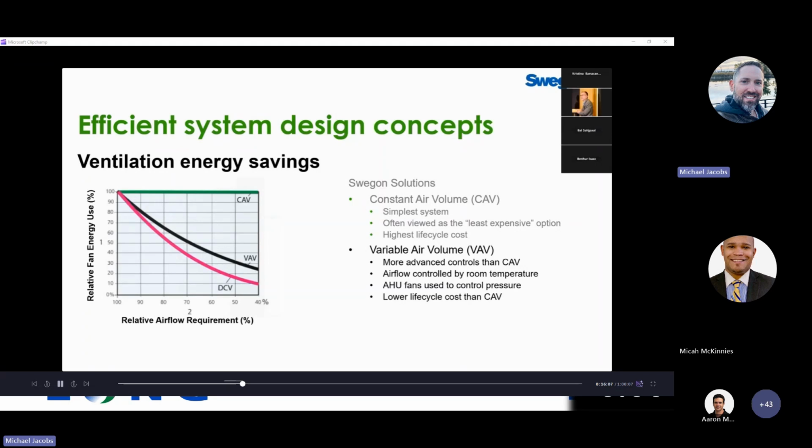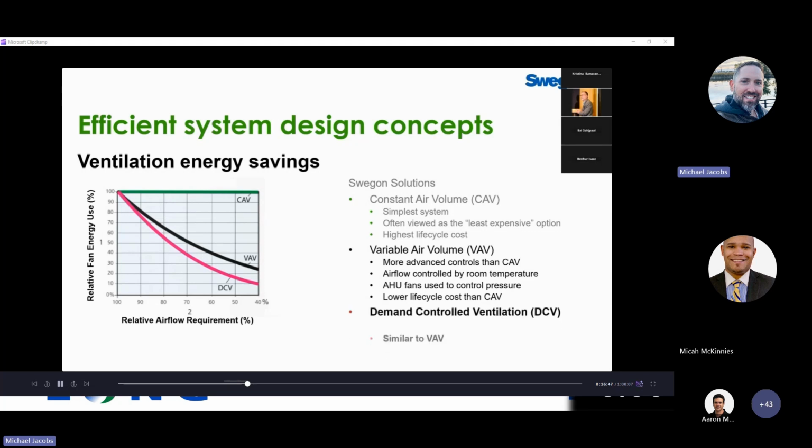We also know that because of the temperature control, that black line on the chart shows us that as we slow down the fans, thanks to the fan laws, the affinity laws, we save multiples in energy use. We use the air handler unit fans to control the pressure, of course, and we do expect a lower life cycle cost than constant air volume. You can read in many places that over a year, you should expect a VAV system to consume about 70% less energy than a constant air volume system.